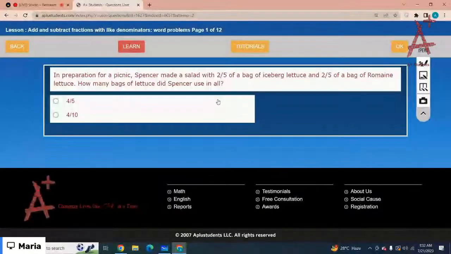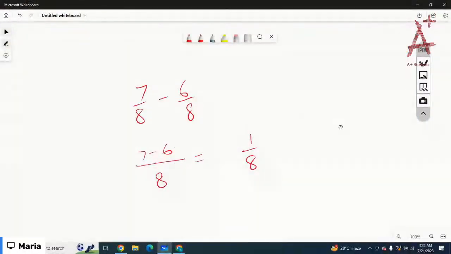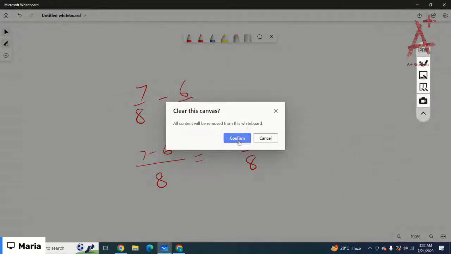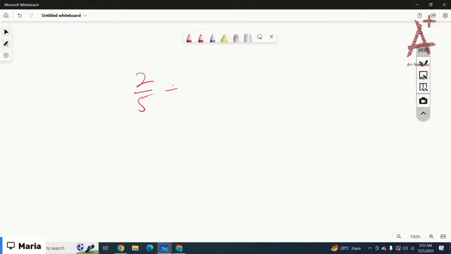Okay, in preparation for a picnic, Spencer made a salad with 2/5 of a bag of iceberg lettuce and 2/5 of a bag of Romaine lettuce. How many bags of lettuce did Spencer use in all? You have to see how many bags of lettuce they used in all. That means you have to add 2 over 5 and 2 over 5. So they have the same like denominator, that is 5. Simply add their numerators. So 2 plus 2 is 4 over 5. So the correct option is 4 over 5.